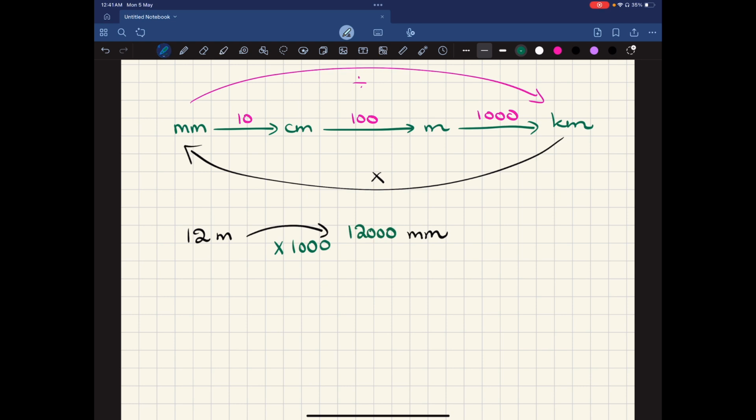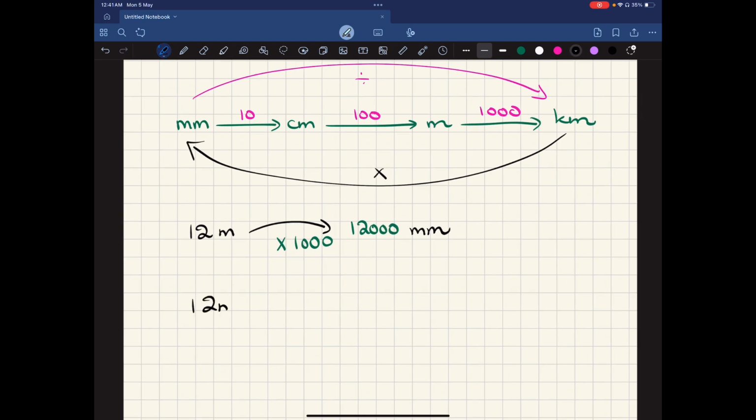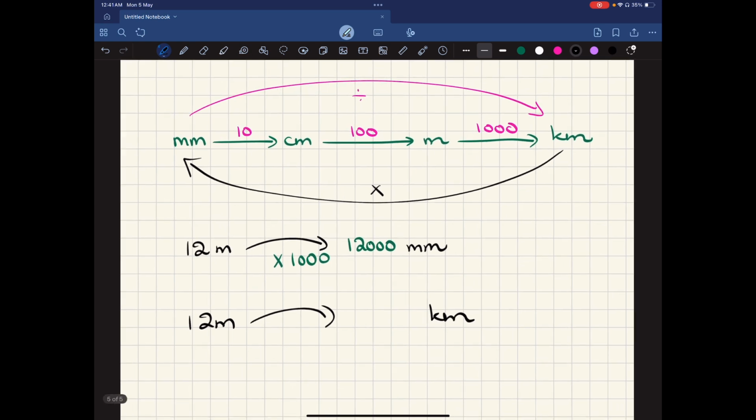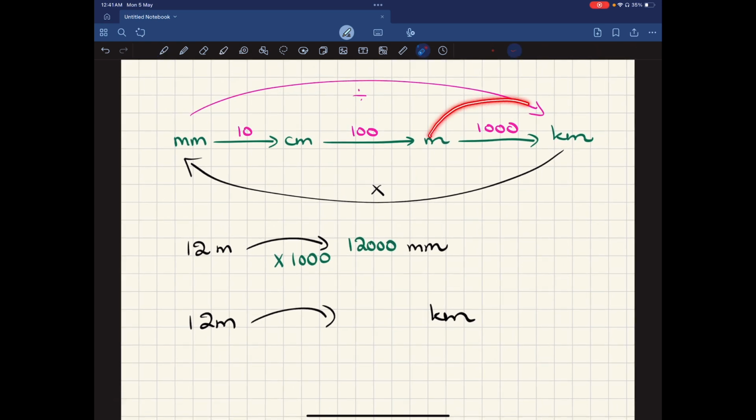This is going to be 12,000. Now, had they asked you to convert from 12 meters to kilometers, so what's the rule? 1,000, and we need to divide. We're moving forward, so we're going to divide by 1,000. So 1, 2, 3. It's going to be 0.012 kilometers. So please make sure that you're absolutely clear about these unit conversions. You have no confusions regarding these.